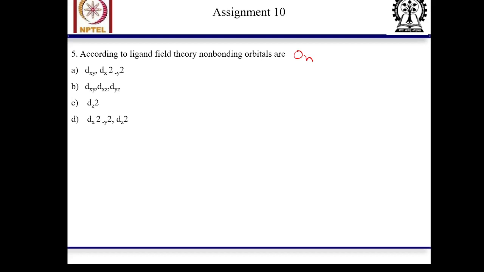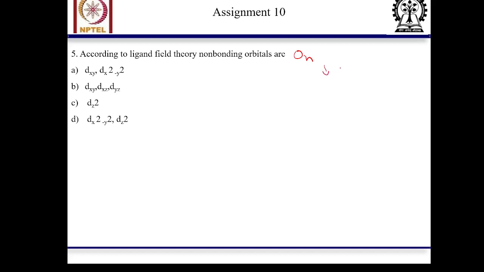Okay, Rupali ma'am is saying that dxy, dxz and dyz. Can you just write one line why they are the non-bonding orbitals? If I ask specifically why you are saying dxy, dyz and dzx? No, we know that the T2g orbital is there. Okay, so a little bit I will explain.